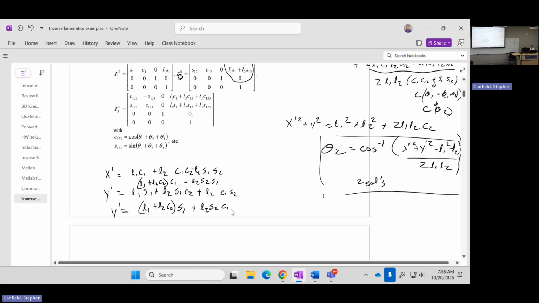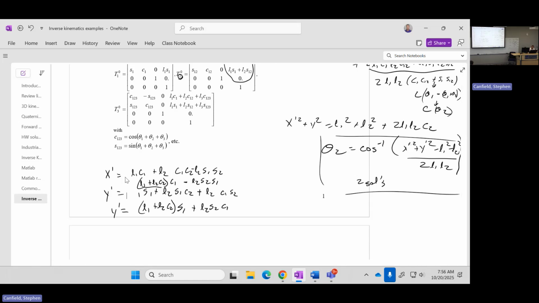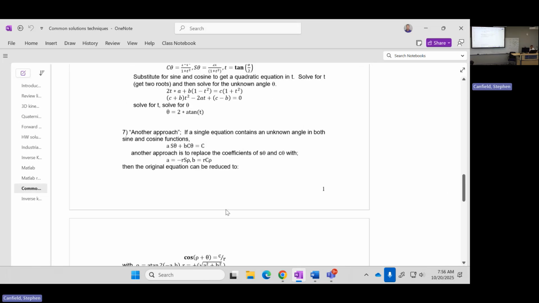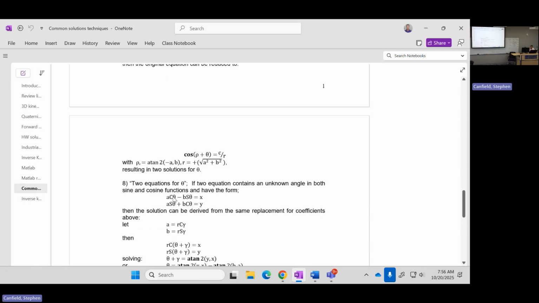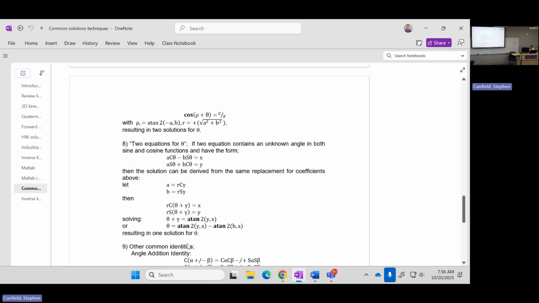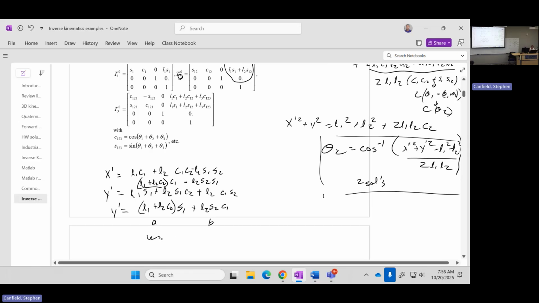And so here, if I call this term A and this term B, I can see that it's of the form of the common solution technique. I've got A cosine minus B sine, and A sine plus B cosine. So that gives me that the solution is theta equals atan2 of B, A. So that can give me the solution for theta 1.